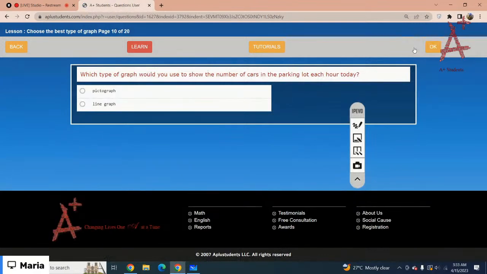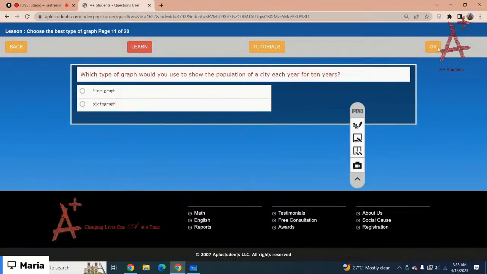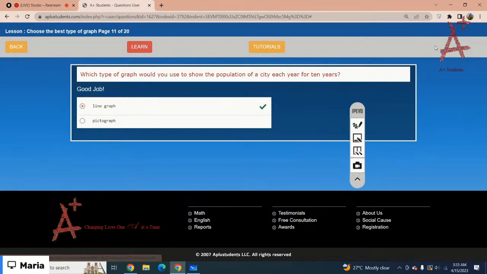Okay, which type of graph would you use to show the number of cars in the parking lot each hour today? You have to see it for each hour, so it would be the line graph. Got it? What type of graph would you use to show the population of a city each year for 10 years? You have to see each year, so you can use the line graph. Got it? If you need to see the data more often, you can use the line graph.